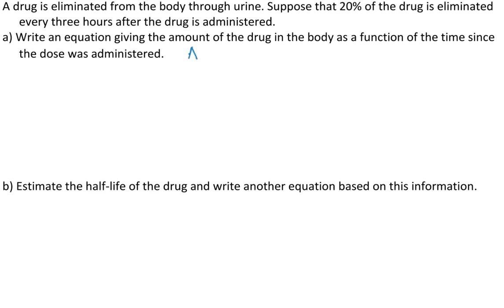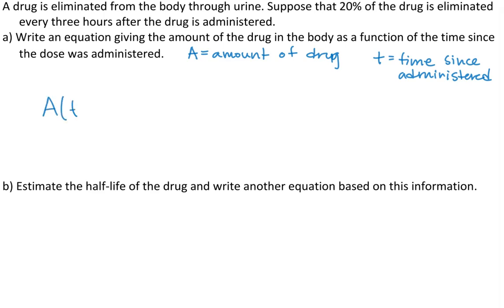So I'm going to say A is the amount of drug, and T is the time since administered. So we are looking for an A of T formula, and we are not actually told an initial amount in this one. So I'm just going to use that subscript notation to represent initial amount. So A sub 0 represents the initial amount of whatever variable A represents.